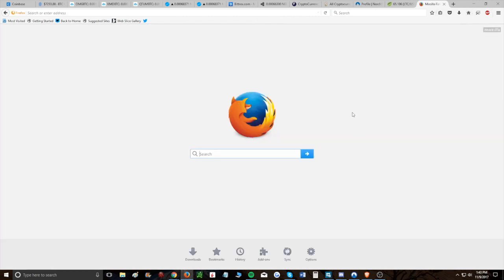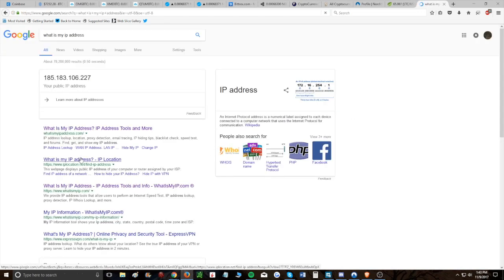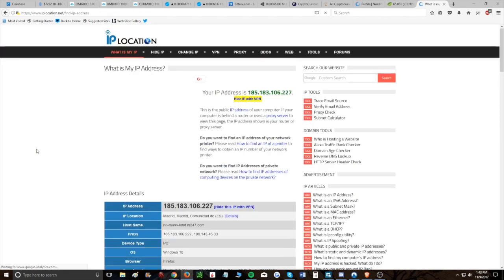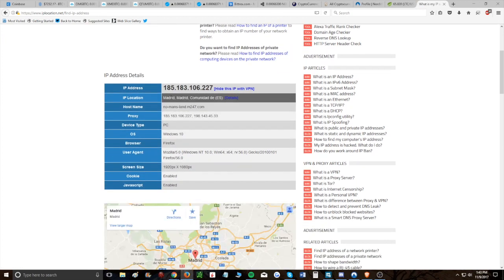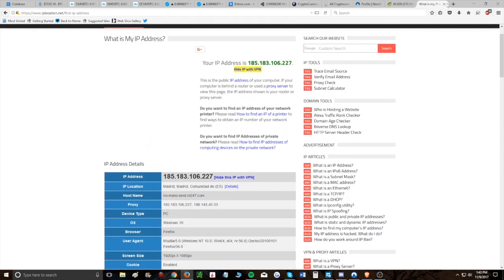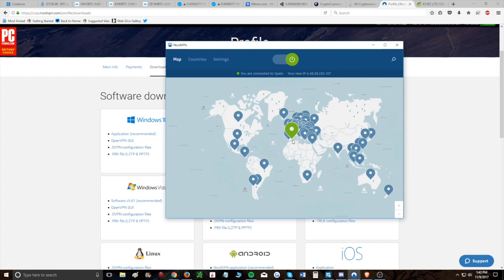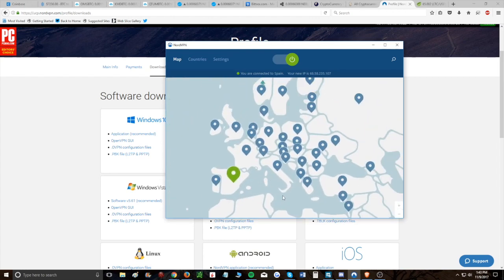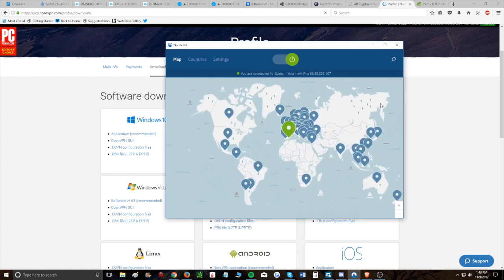Okay, let's see if I can get one. And Google. IP location, how about this? There we go, 185.183.106.227. I am located in Madrid, Spain right now. So this acts as kind of a safeguard when signing into these websites. They won't see where I am coming from, and they're gonna see me coming from Spain and Europe, which will allow me to use these European-only exchanges. Just another tip for computer security and trading in crypto in general. You should always be protected.